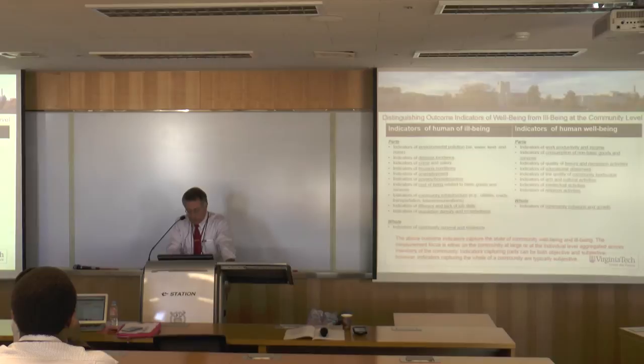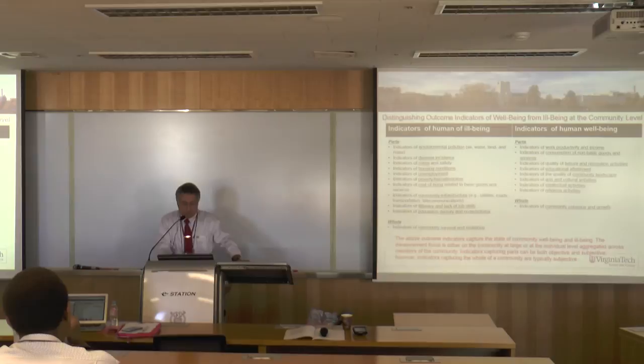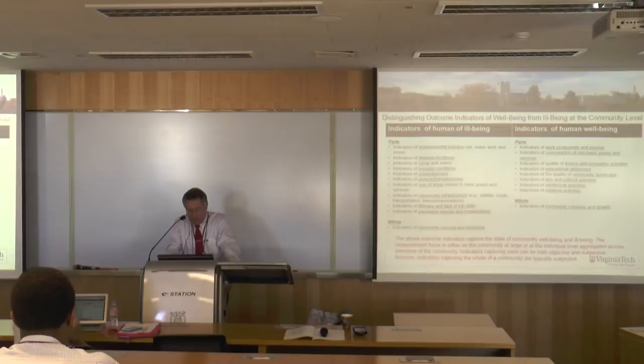And we have a wonderful set of measures that would capture those types of constructs. But when it comes to parts, we've got indicators of environmental pollution, of disease incidence, crime and safety, housing conditions, unemployment, poverty, homelessness, cost of living, community infrastructure, illiteracy and lack of job skills, population density and crowdedness. Again, at the community level.